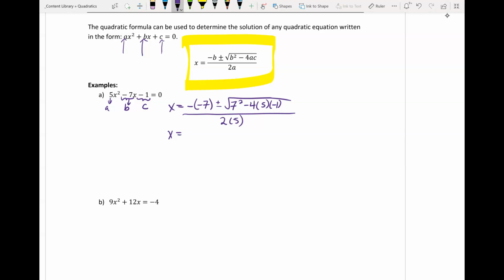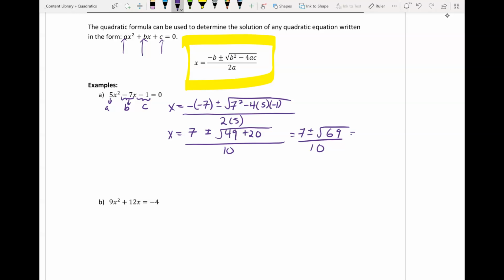A negative times a negative is a positive, so we are left with positive 7. 7 squared is 49. Negative 4 times 5 times negative 1 is positive 20. Then 2 times 5 is 10. I'm going to simplify what's inside of our square root sign. So that's going to be 69. And then that is it.